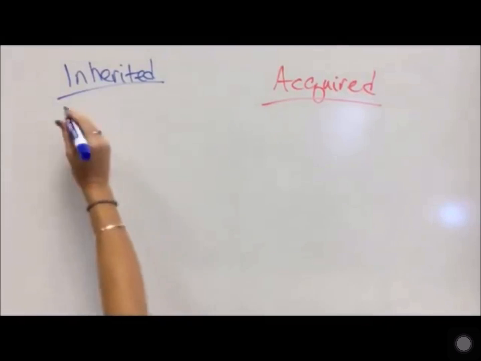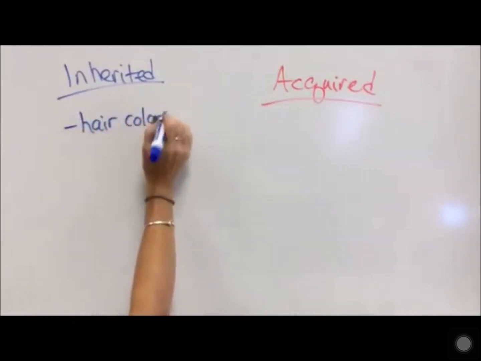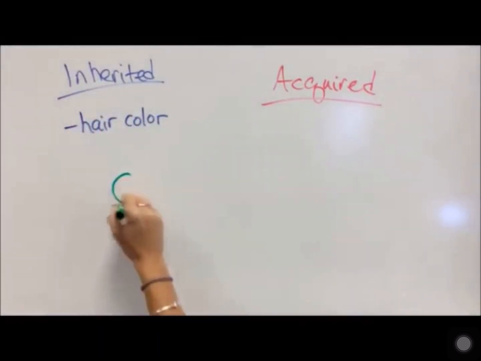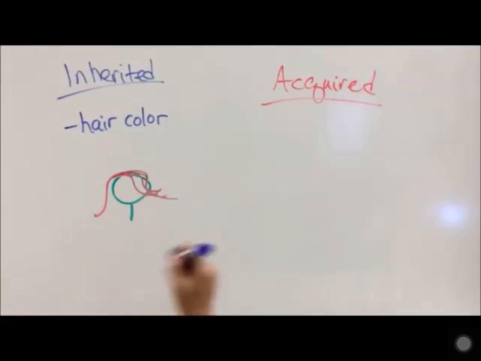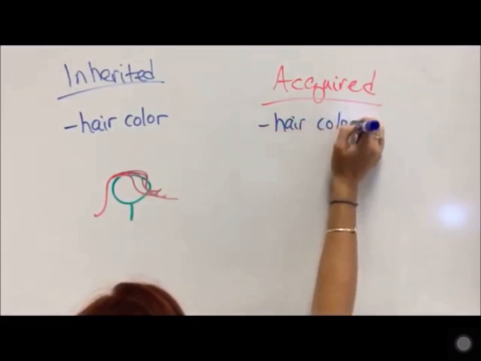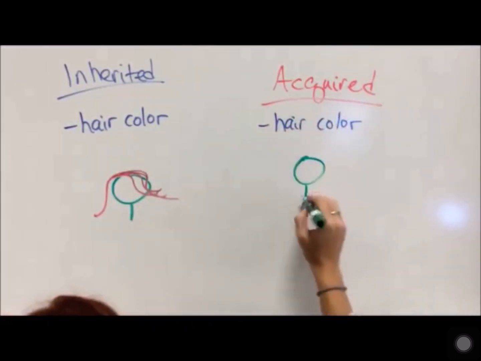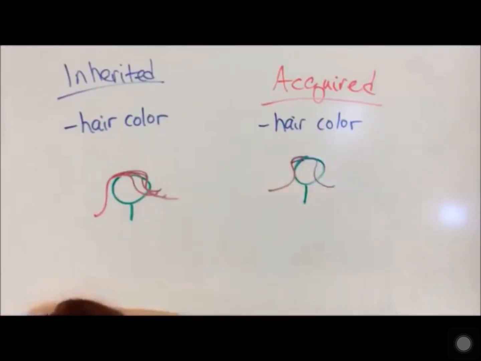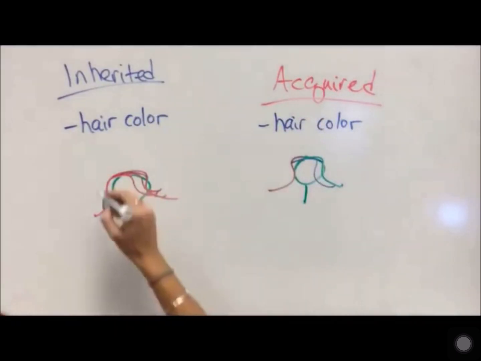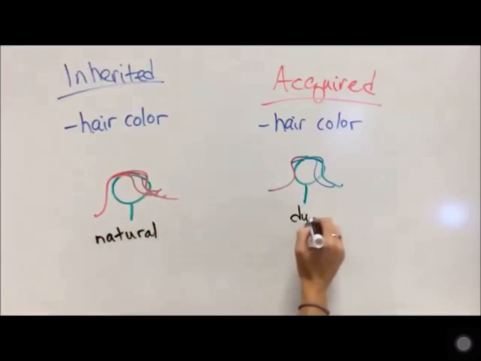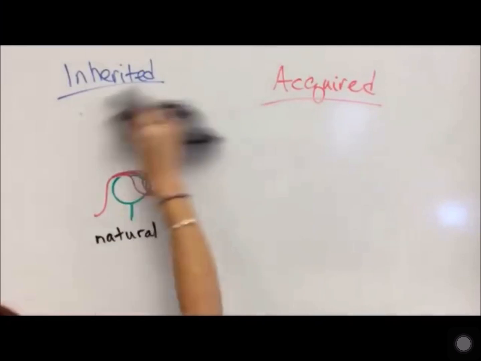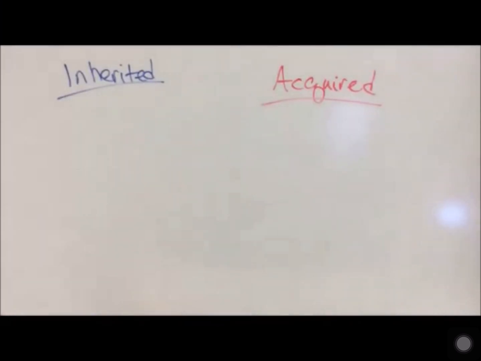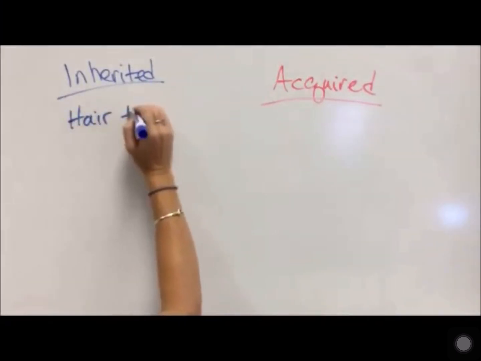Another example is hair color. You're born with a natural hair color that is determined on your DNA, passed to you from your parents, from your grandparents, from your great-grandparents, etc. However, you can acquire a hair color by how? What do you think? We have a natural color, and then we can dye our hair. So sometimes the hair color people are walking around with is not on their DNA. They dyed it to get it that way.